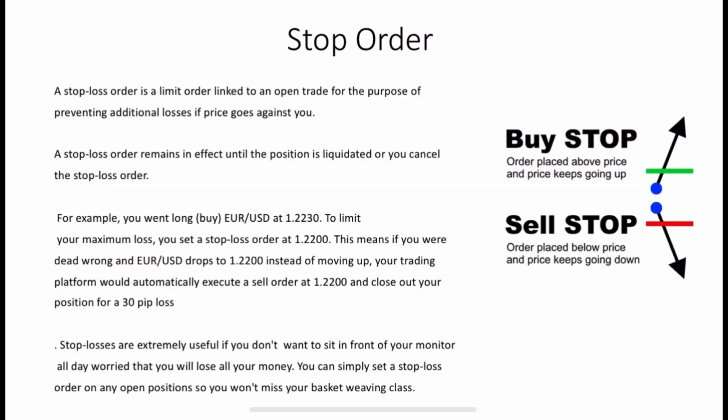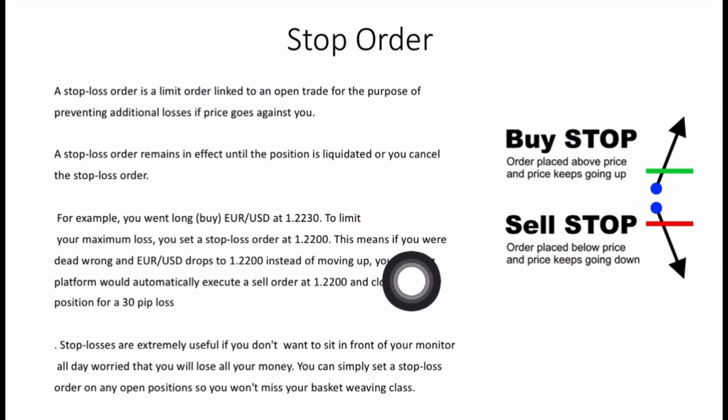So let's move on to the stop orders. A stop order is a limit order linked to an open trade for the purpose of preventing additional losses if price goes against you. So this is more of a stop loss. A stop loss order remains in effect until the position is liquidated, or you can cancel the stop loss order. For example, you went long, which means buy, on Euro USD at 1.2230.